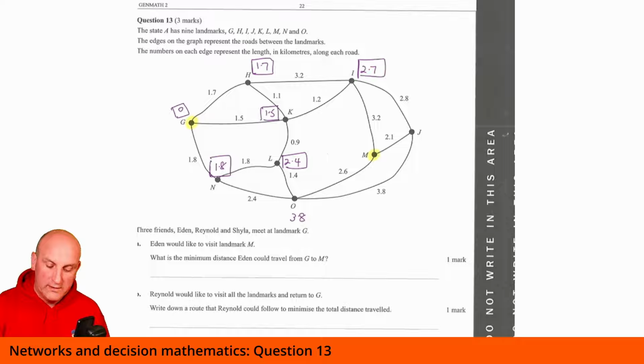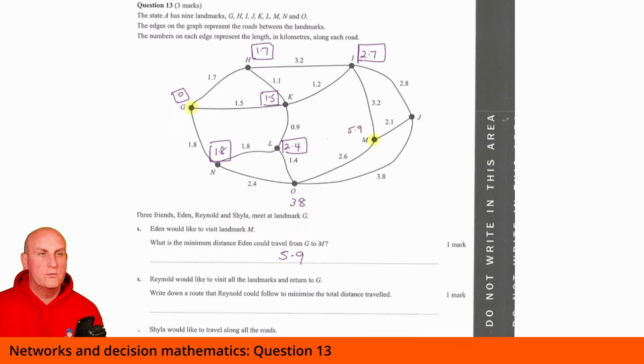I'm now at my 2.7. 2.7 plus 3.2 gives me 5.9, I think. 5.9, yep. And to J, I'm not really interested in. So 3.8 plus the 2.6 gives me 6.4. So I'm going to go in this situation with 5.9 as the minimum distance Edon could travel from G to M.